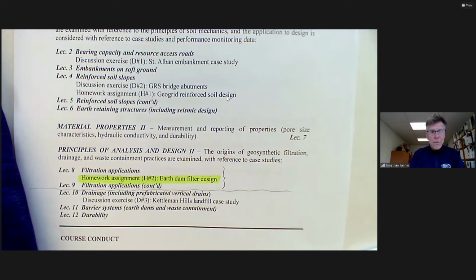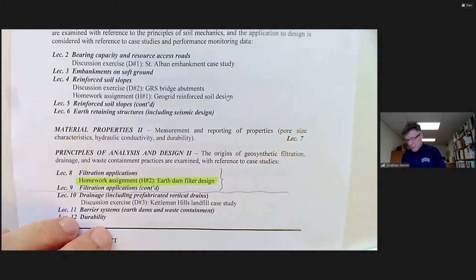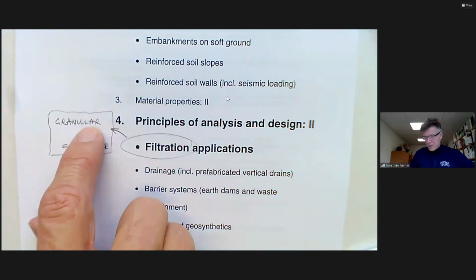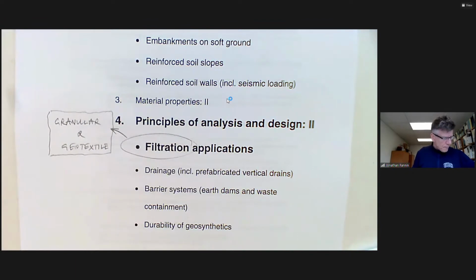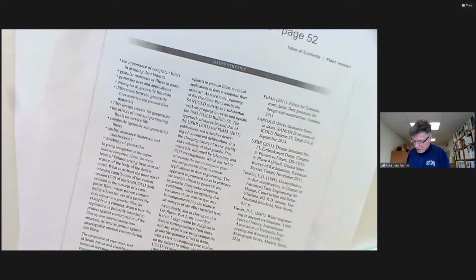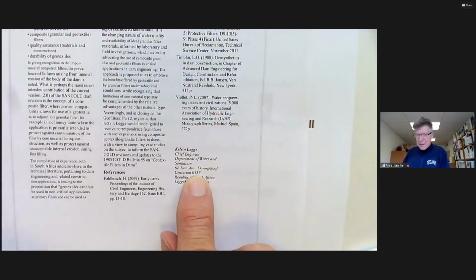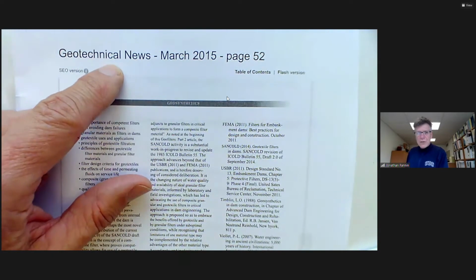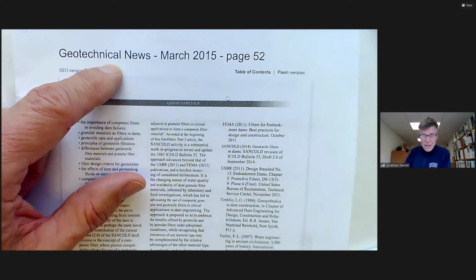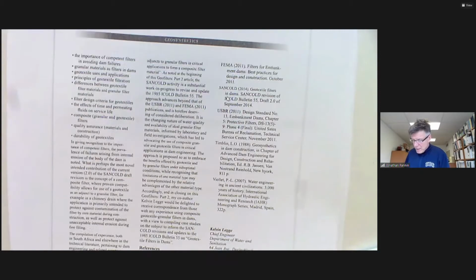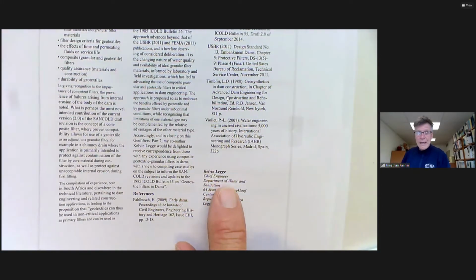then informed by that, let's move to recognize this world of the geotextile and the granular. I'm going to just pick up on something I mentioned at the end of the previous lecture. I spoke of a South African viewpoint. I've extracted this, I just pulled it off last night. Geotechnical News, the magazine of the Canadian Geotechnical Society, March 2015, carried an article that Kelvin Legg wrote.